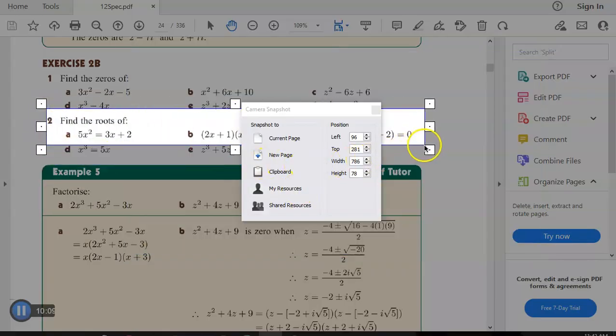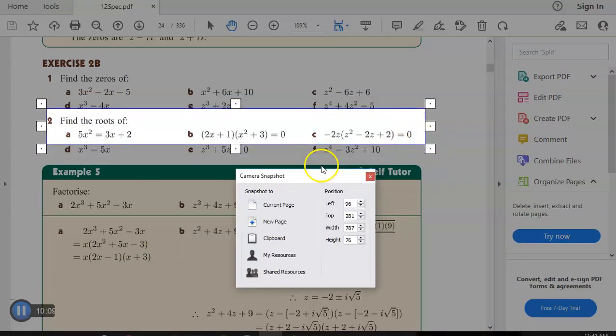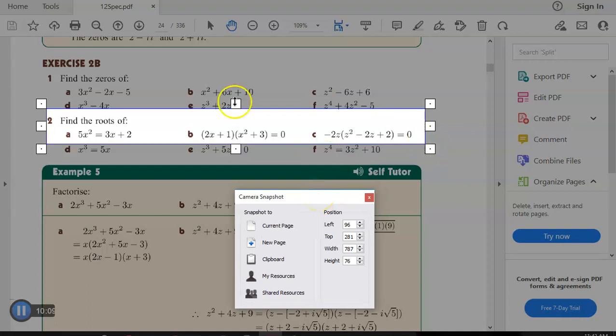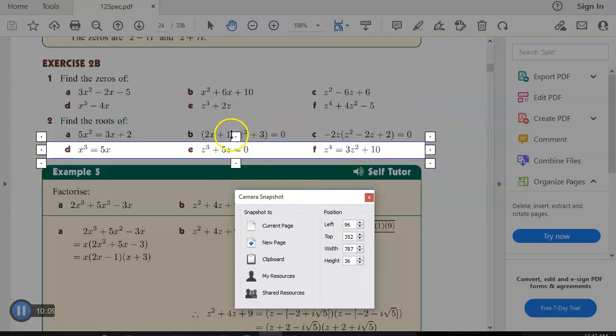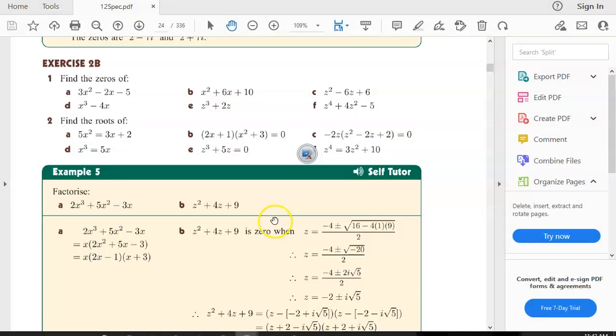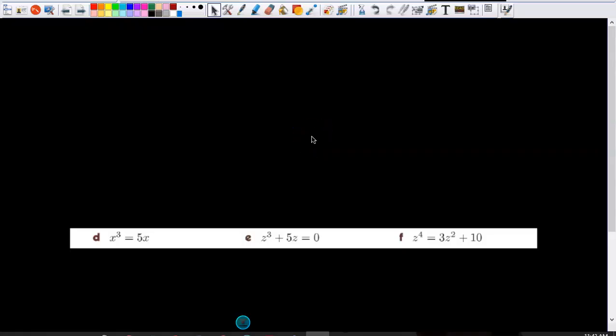No whispers, no whispers. I'm looking at 2f. I didn't highlight 2f. Ooh, it's loud.